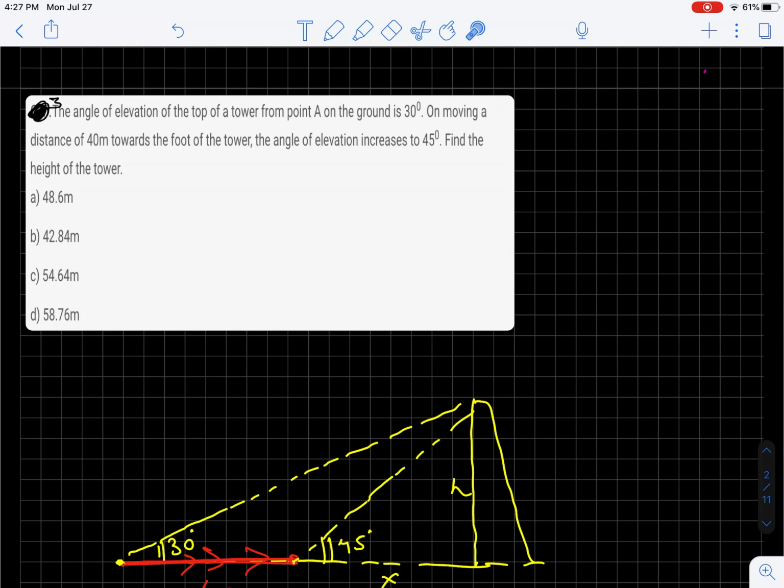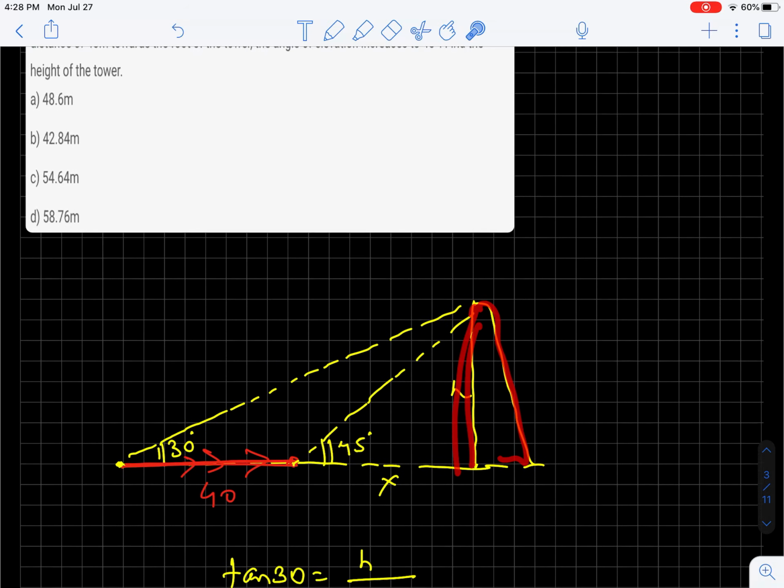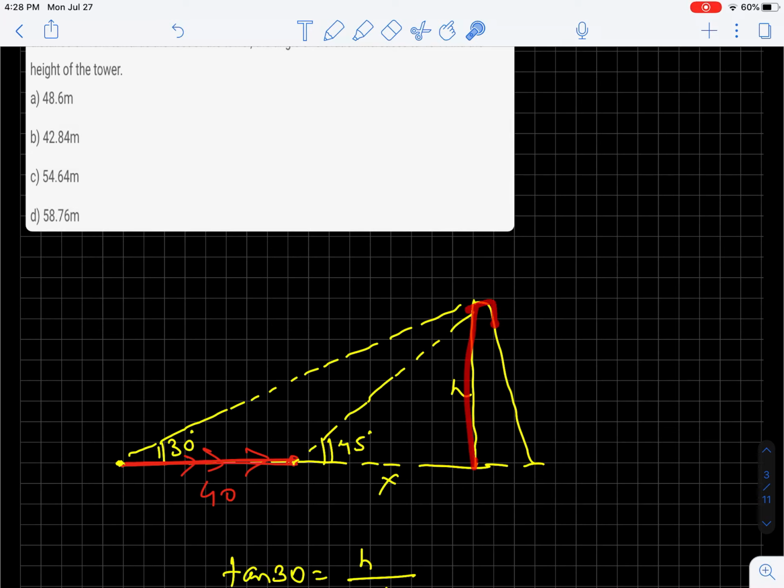Now they are saying, similar in all questions, they are attempting more or less the same thing. See here, the angle of elevation of the top of the tower from the ground is 30 degrees. Okay, this is the tower, and for this tower you are observing the top from some distance. The angle of elevation at this point is 30 degrees. If you move forward by 40 meters in this direction, the new angle of elevation is 45 degrees.